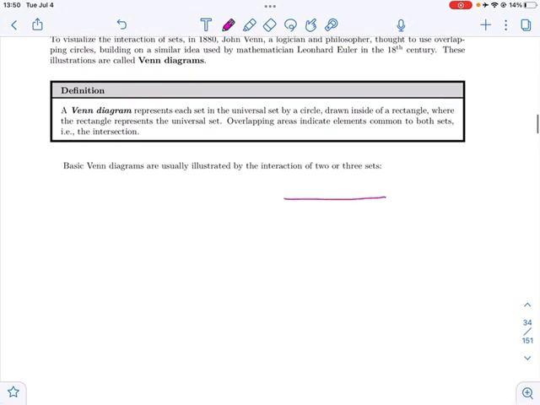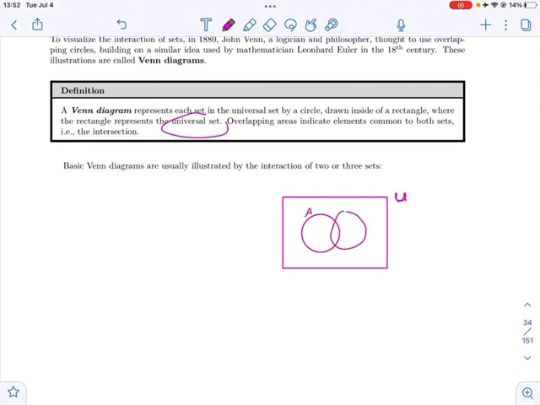The Venn diagrams are diagrams that represent sets as circles. And we usually have a universal set U. That's the box here. That means all of the elements under study. So we have a very large set called the universal set, and we have subsets of that set. For example, the set A and the set B.